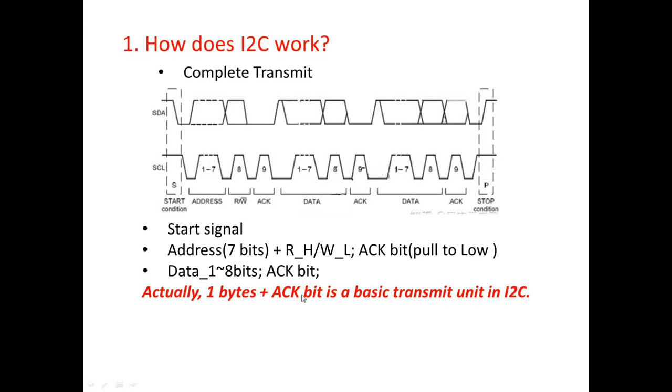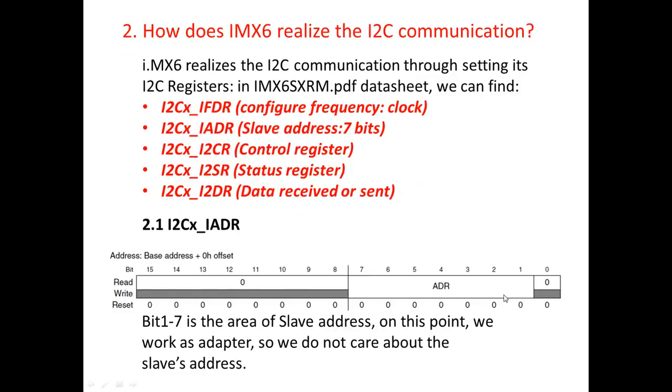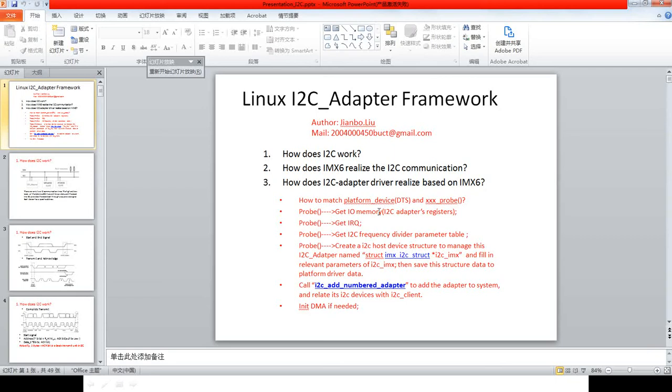You see, actually 1 byte and an ACK bit. The basic unit, 1 byte, is 8 bits, and the ACK bit plus 1 bit is a basic transfer unit in I2C. So in the next episode we will talk about how to configure the i.MX6 registers to realize the I2C communication. That's the next episode.